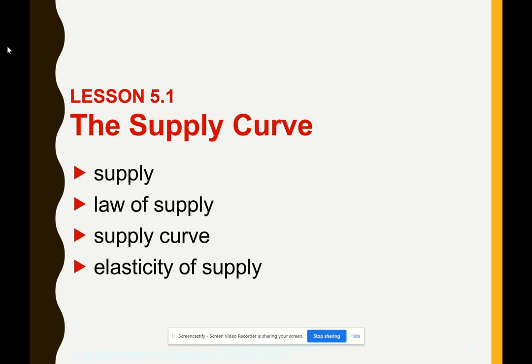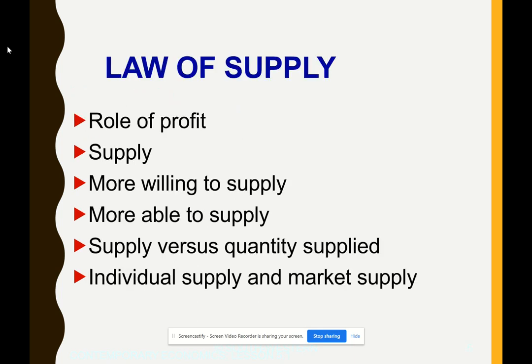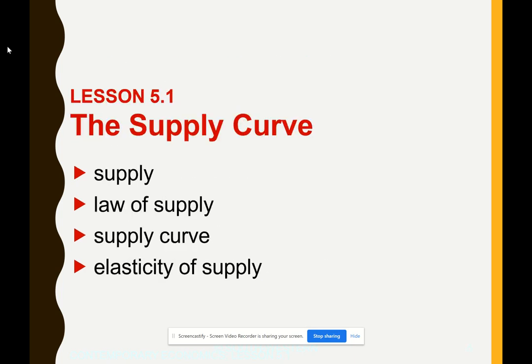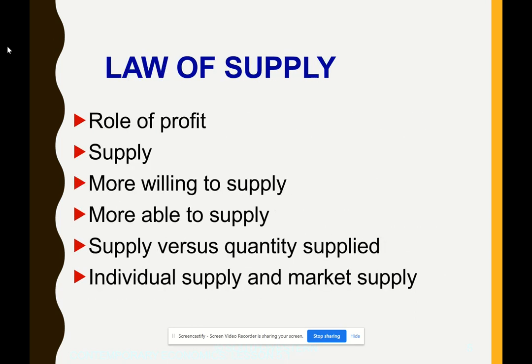Okay. So as we talk more and more about demand, like quantity demanded and things like that, we had already reviewed that. We're going to be looking at supply, right? Supply and demand. That's what econ's all about. We're going to be looking at the law of supply, the supply curve, and the elasticity of supply, all things that we looked at with demand.